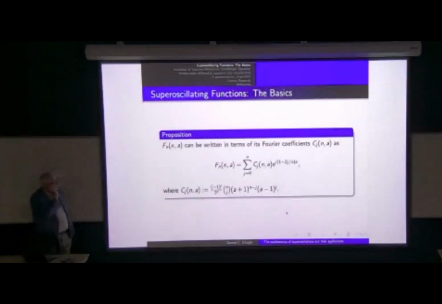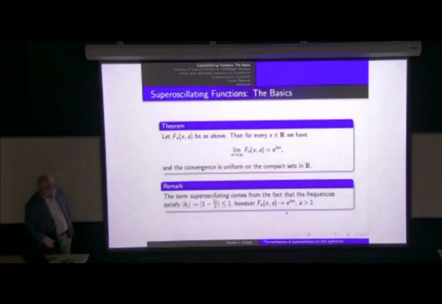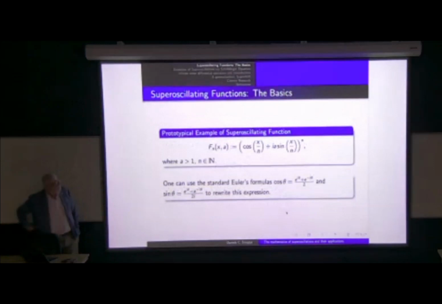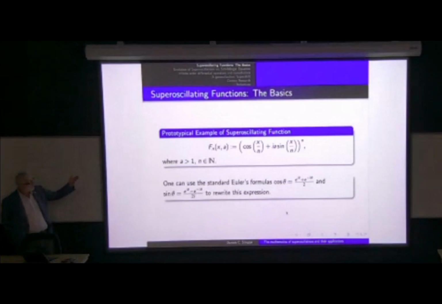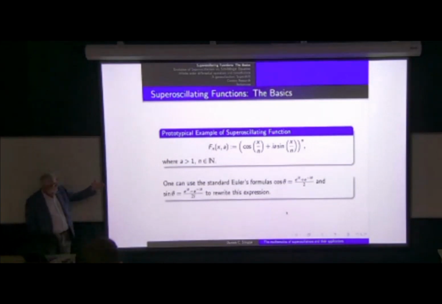Okay, so now we notice two things here that are important. The first one is that when you take that function and take the limit for n going to infinity, this function converges uniformly on every compact set to e to the i a x. Why is that? Let me go back a couple of slides, just a second. The cosine of x over n is, up to second order, 1, and the sine of x over n is x over n. So you get (1 plus i a x over n) to the n, and that gives you the exponential.